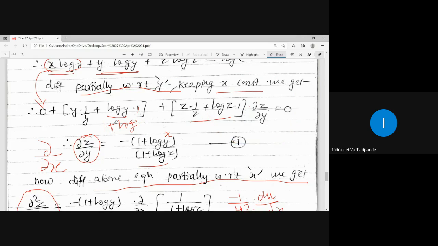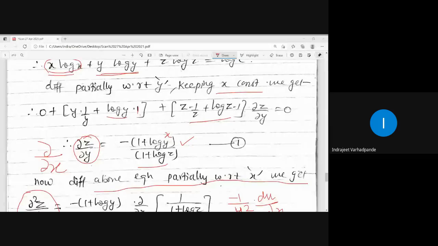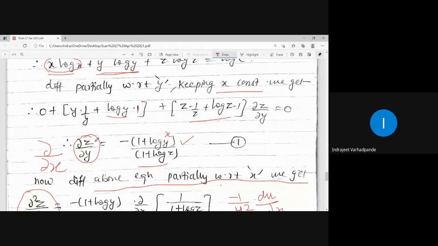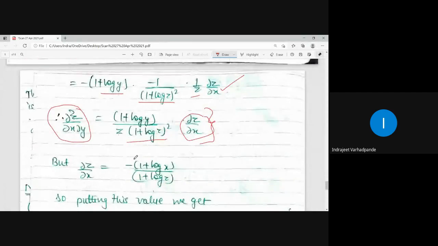If I had differentiated this first with respect to x, we would have got the same term, right? So by observation, we try to write the value of del z by del x. On similar lines to del z by del y, write it as minus of 1 plus log x upon 1 plus log z. Del z by del x is minus of 1 plus log x upon 1 plus log z. Clear?